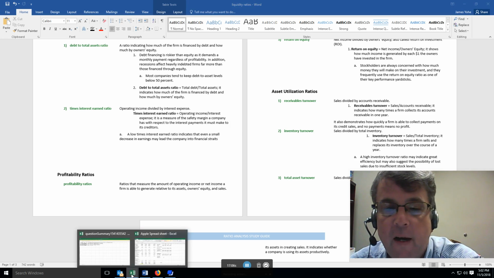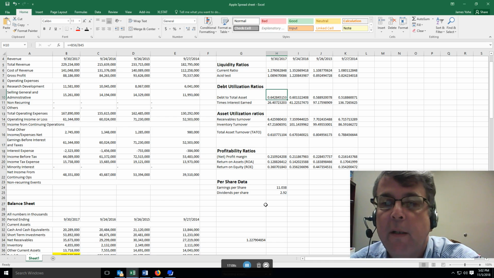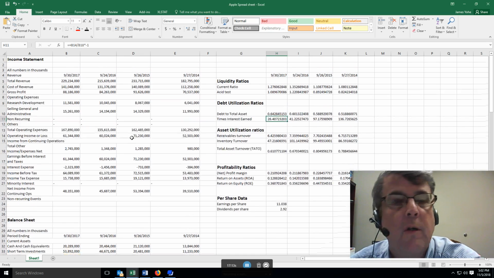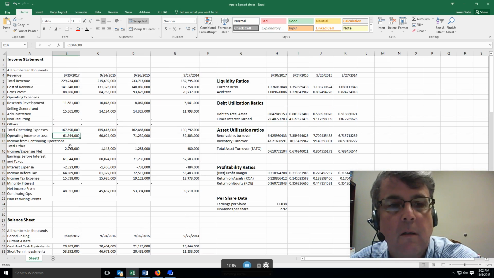So we look here for Apple, and we see that times interest earned. So we will go here to operating income or loss. Operating income or loss, that's on the income statement.